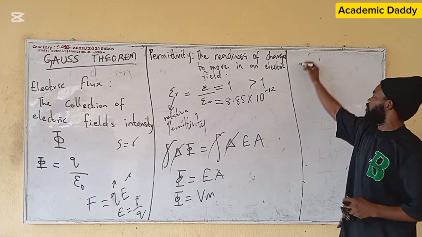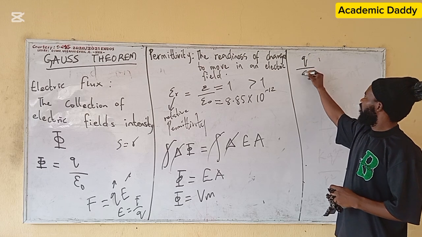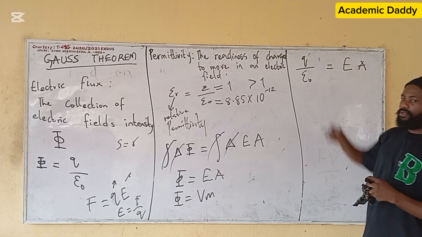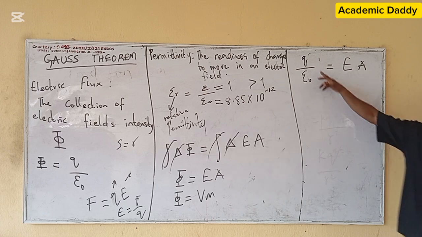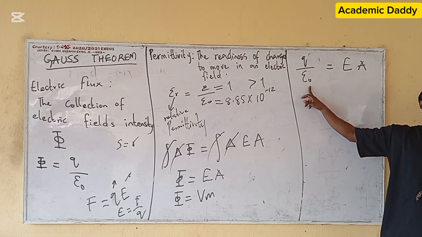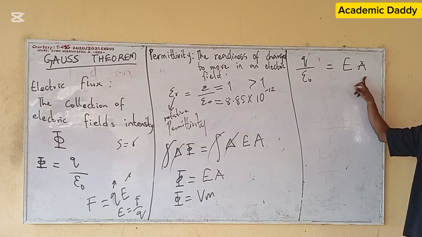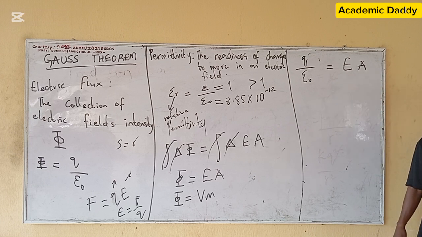So this electric flux can be Q over E naught and also EA. I can have this formula as well. So I can say electric flux is Q over permittivity of free space equals electric field intensity times area. Are you seeing it? So it can also be this way. So have that in mind.